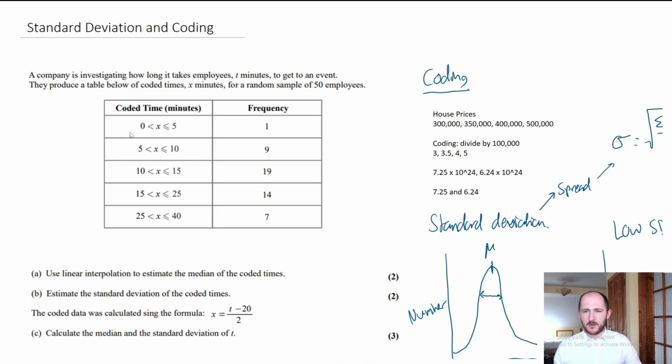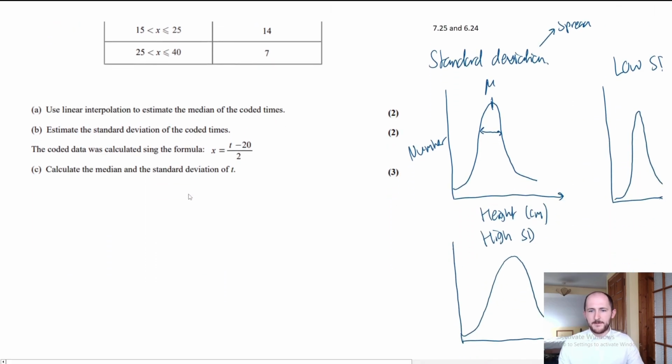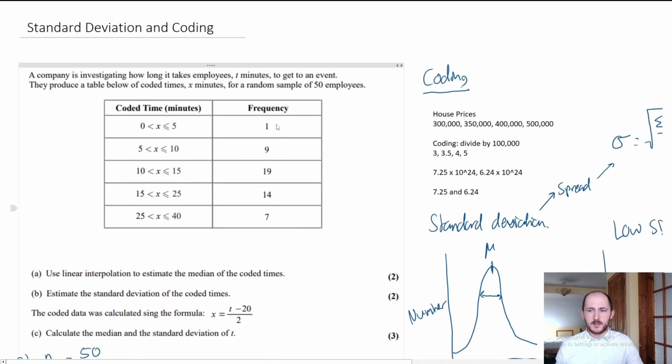So again, we have this coded times frequency. We need to use linear interpolation to estimate the mean of the median times. So all we have to do for that is we start with part A, we do n over 2, so the number of people in this is 50. How did I know that? Well, there's two ways. You can either add all of these up, or you can just look at the sample size over there.